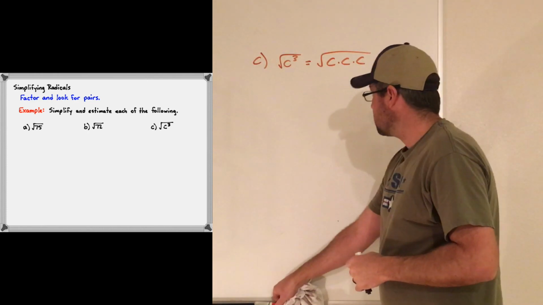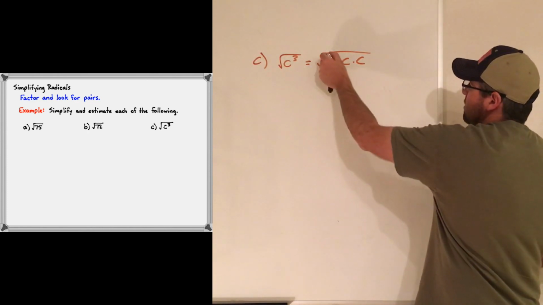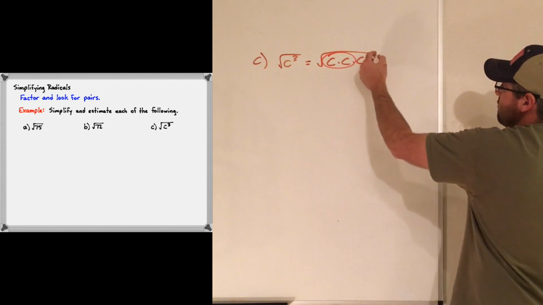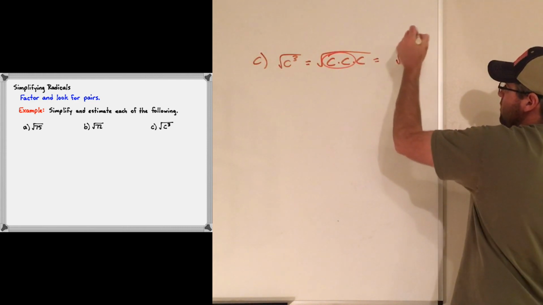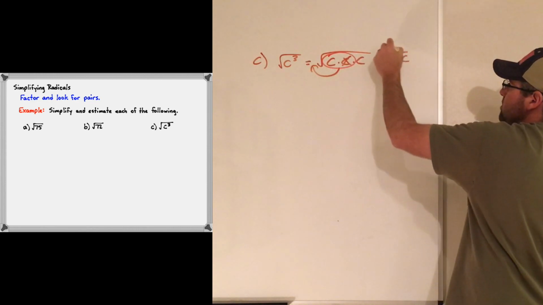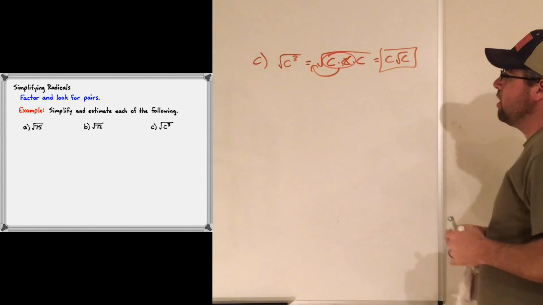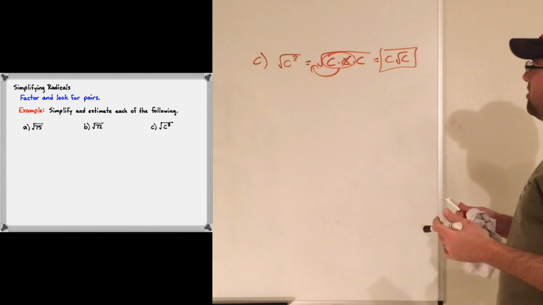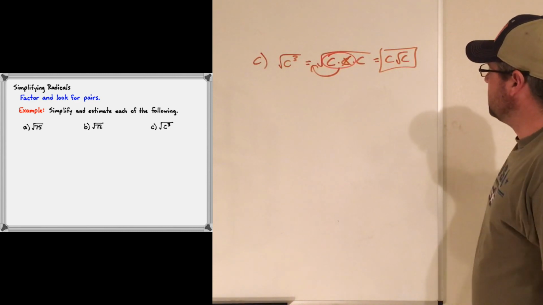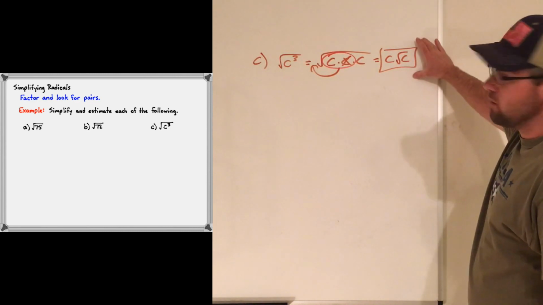From here, we're going to circle our pairs. We have a pair of c's and then a leftover c. So this leftover c has to stay inside the radical. And then one of these c's escapes and the other one disappears. So we're left with c radical c as a simplified form. Now we can't estimate that because those aren't numbers. We can't do anything with it. So we're just going to simplify the radical, and that's how we do that.